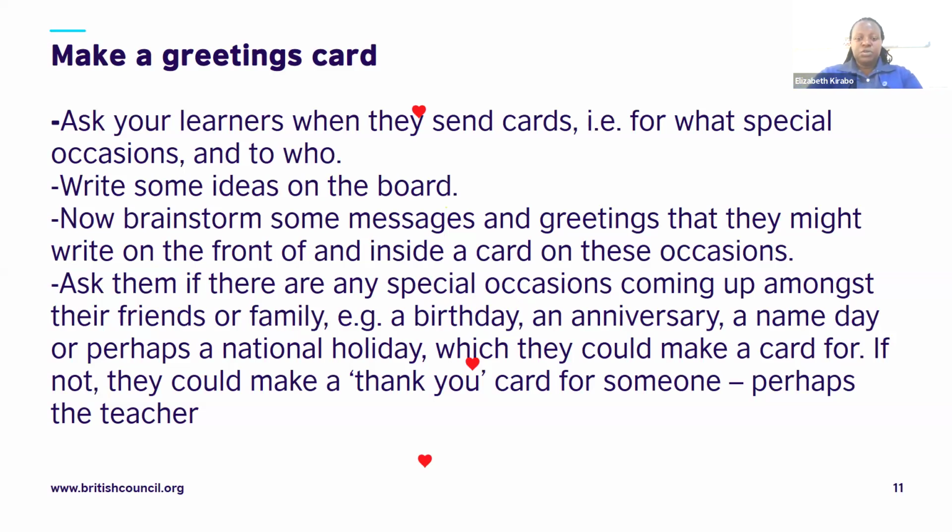Ask them if there are any special occasions coming up amongst their friends or family. For example, a birthday, an anniversary, maybe a wedding anniversary of their parents or family friends, a name day for a baby in the family, or perhaps a national holiday, which they could make a card for. If not, they could make a thank you card for someone, perhaps their teacher or anyone who has been of great help to them. So they should come up with different ways of writing a greeting card.